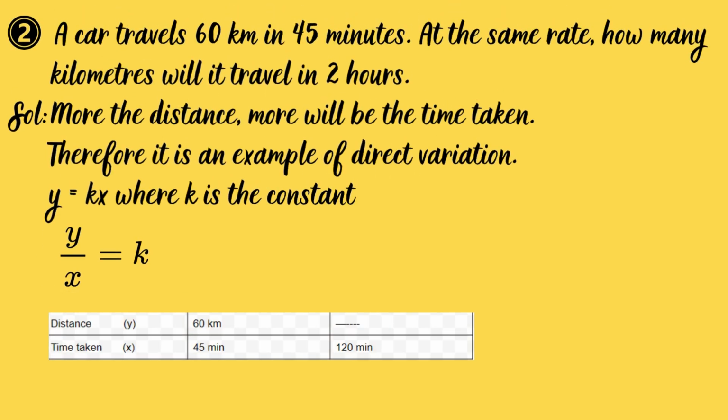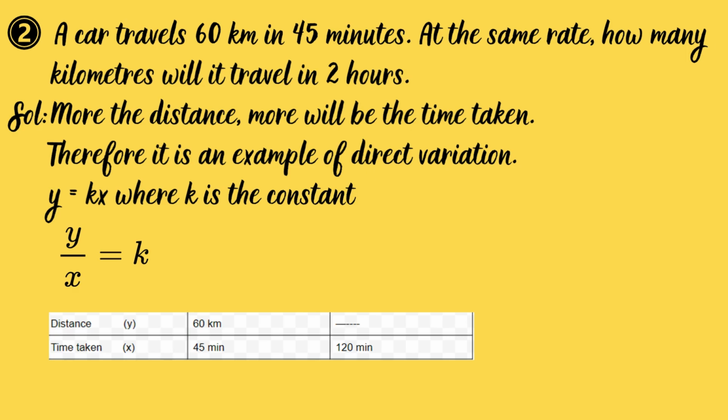A car travels 60 kilometers in 45 minutes. At the same rate, how many kilometers will it travel in 2 hours? Therefore, to travel more distance, the time taken will be more. Thus, it is an example of direct variation. Now, y equal to kx, where k is the constant of variation. Therefore, y by x is equal to k.